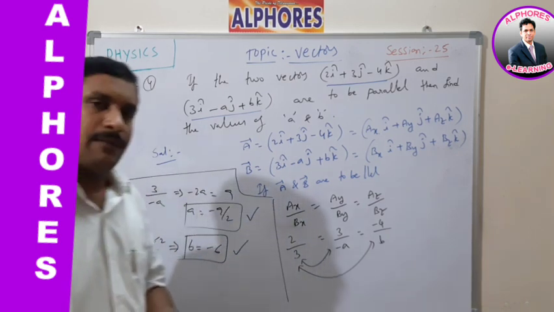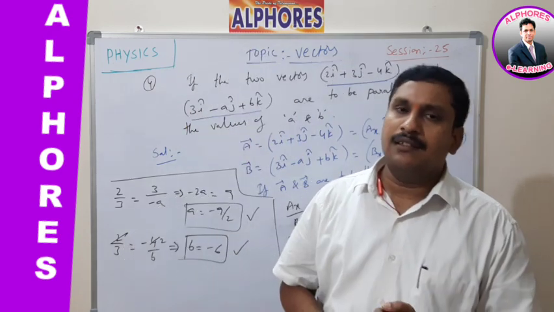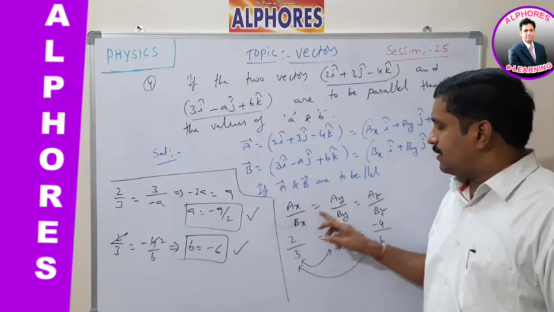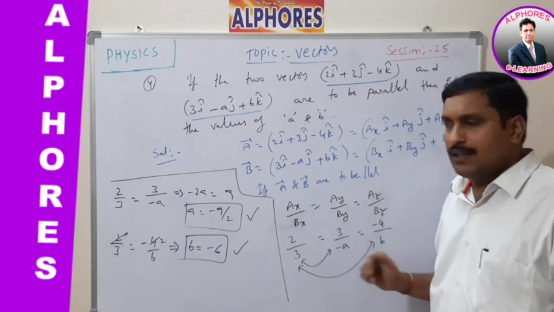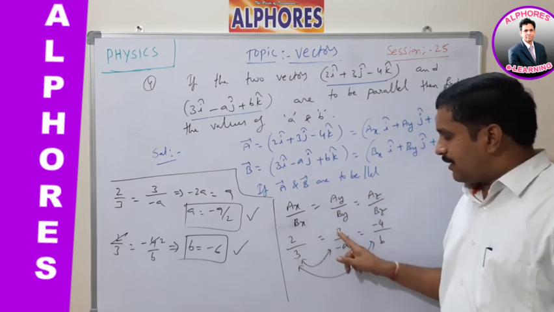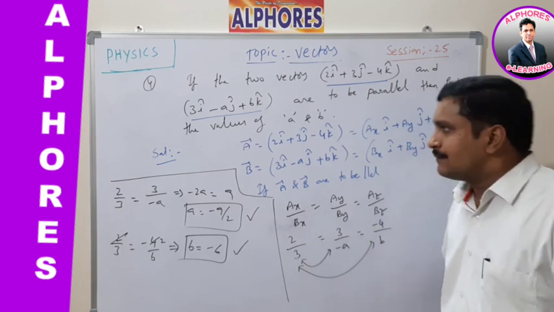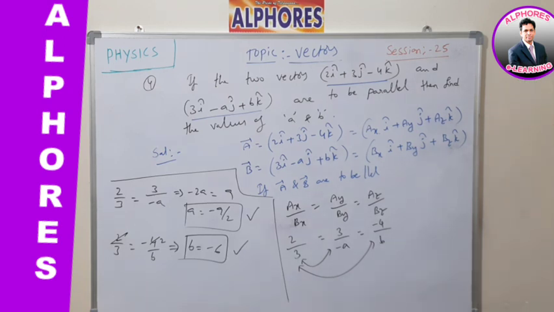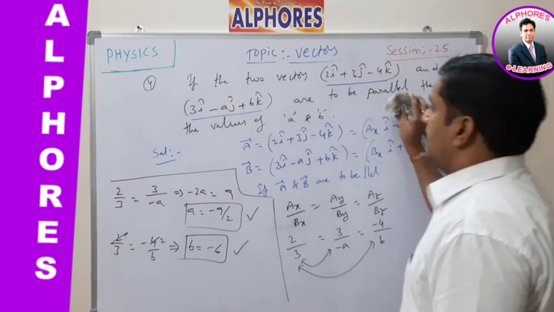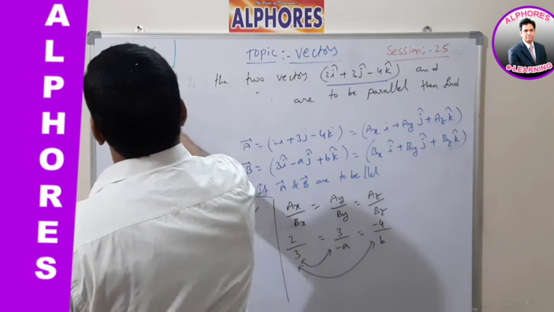That means if the two vectors are parallel, the ratios of coefficients of the two vectors are equal. That means Ax by Bx is equal to Ay by By is equal to Az by Bz. Okay, please note this. By equating the first and second term, you got the value of A. By equating the first and last term, you got the value of B from this data, right? Now again, I have to go with the next problem, problem number 5.